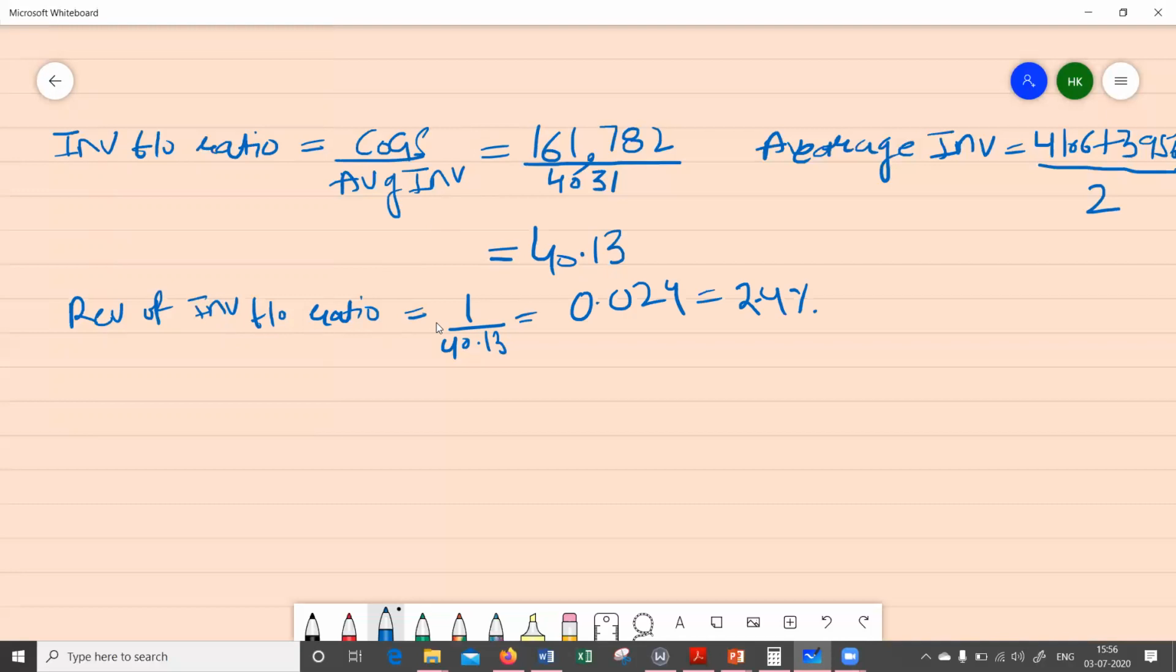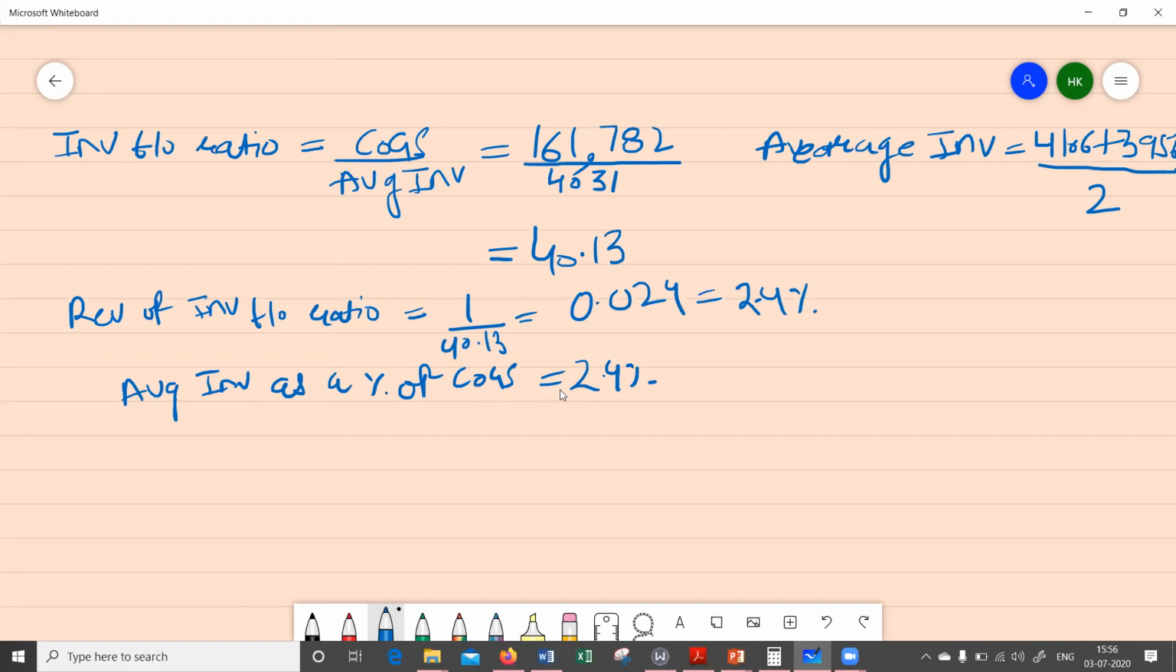Or we can say that it is average inventory as a percentage of COGS, which is 2.4%. Now, if we analyze this, it means that the average inventory that Apple is maintaining in its warehouse is only 2.4% of the goods that it is selling to its customers.